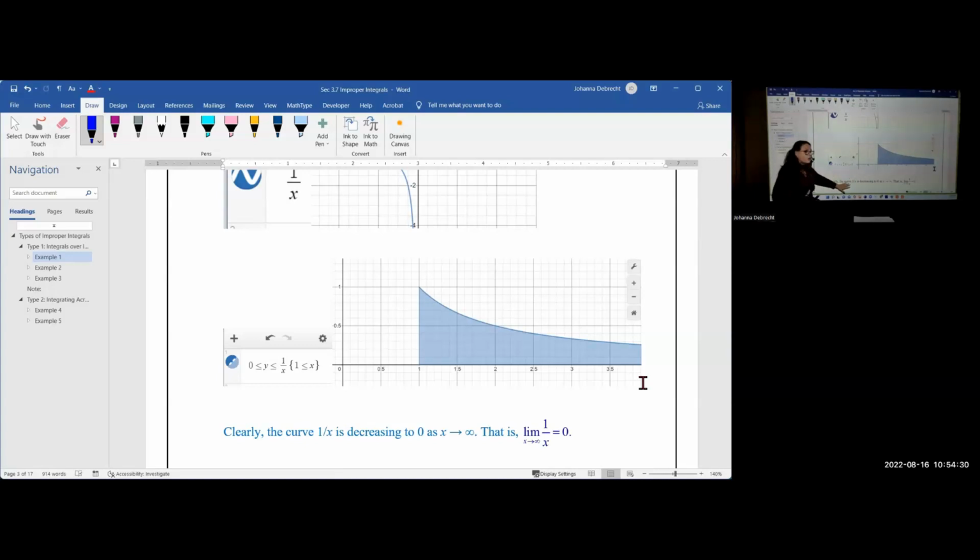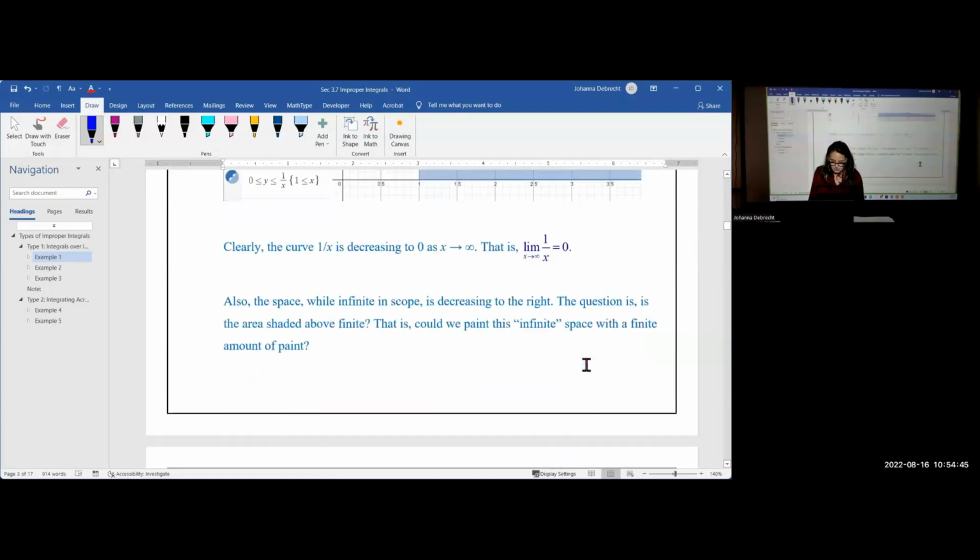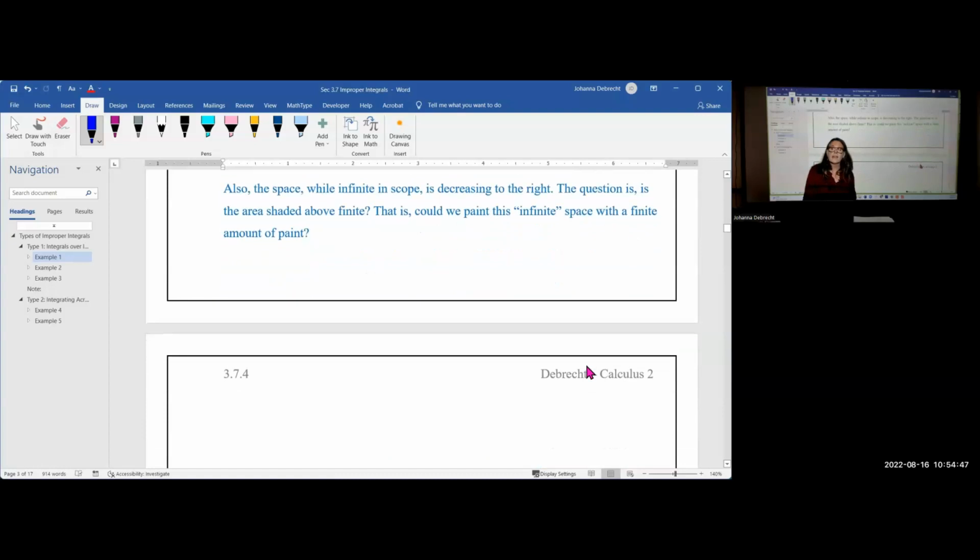Now, clearly the curve is decreasing as x goes to infinity. I mean, the limit of 1 over x as x goes to infinity is 0. This curve is approaching the x-axis, but it never quite gets there. So what we want to know is, is there a finite amount of area? Can I go to Home Depot and buy a finite amount of paint that will completely paint that infinite region, even though I can never be done? Because, yeah, I know it kind of plays with your head a little bit.